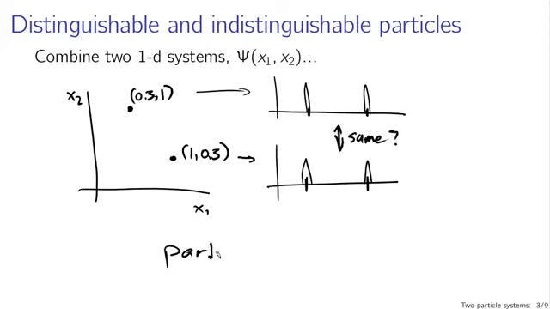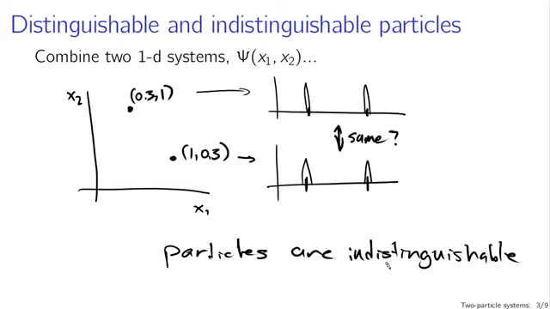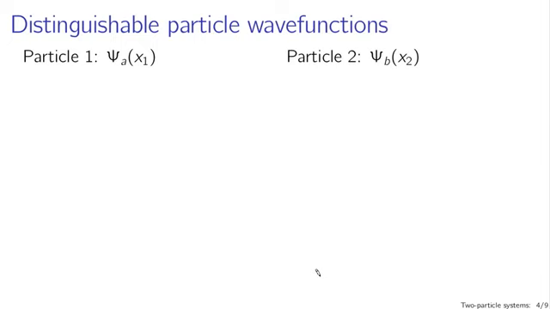Particles are indistinguishable. Indistinguishable is a painfully long word, but essentially what this means is that we can't tell which particle is which. So let's consider what effect this has on quantum mechanics.